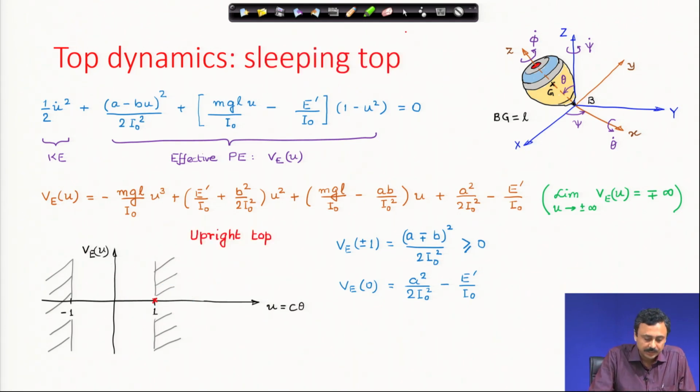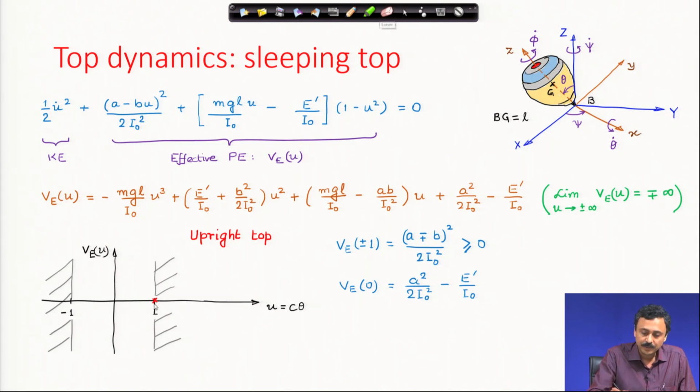What do we understand by this point? u equals 1 implies theta equal to 0, that means the top is completely upright. The axis of symmetry is coincident with the capital Z, that means it is vertical. You might have seen that sometimes if you give a very high spin to a top, it remains upright and does not precess or nutate, it remains upright. We will analyze this situation.